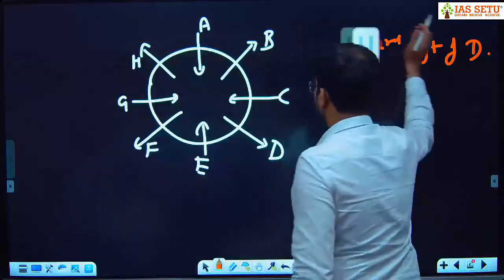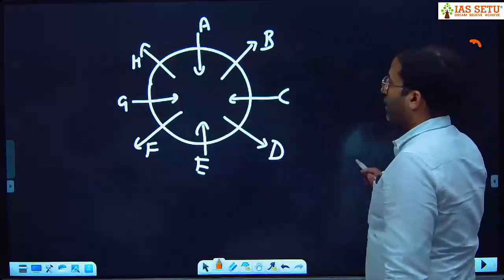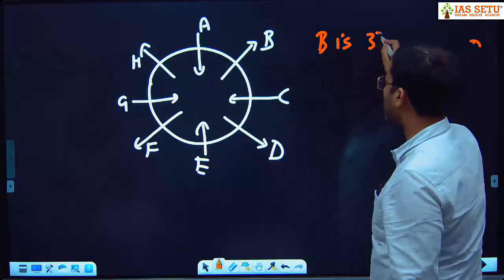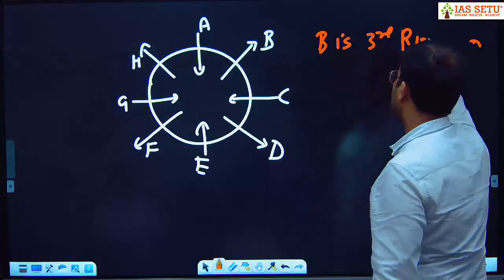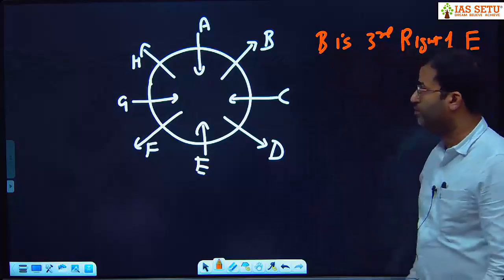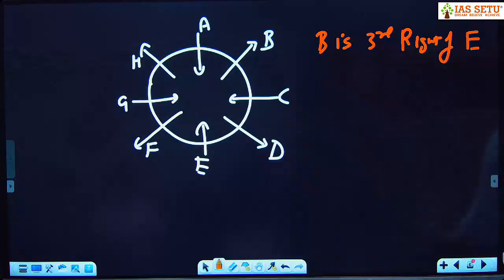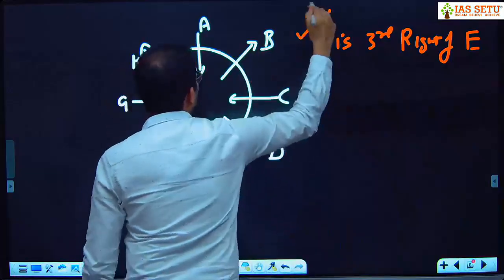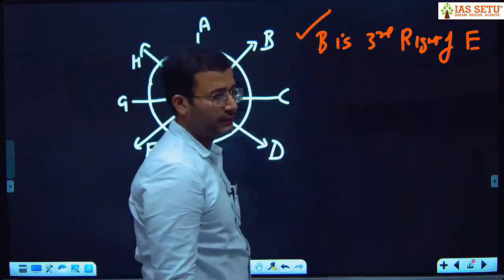Now one more question. B is third right of E. B is third right of E. Correct or wrong? Your E, this is your first right, second right, third right. So this statement is correct.